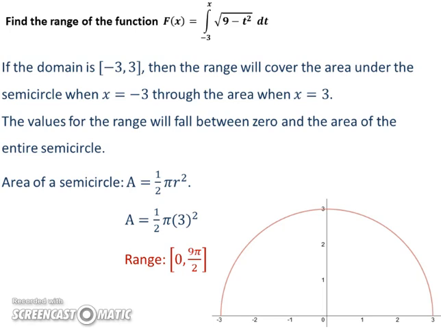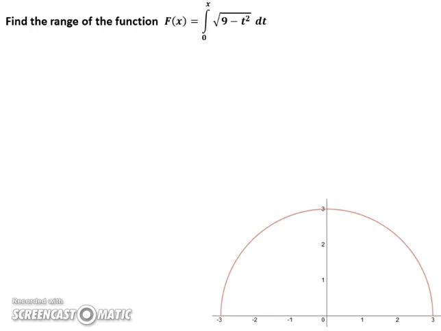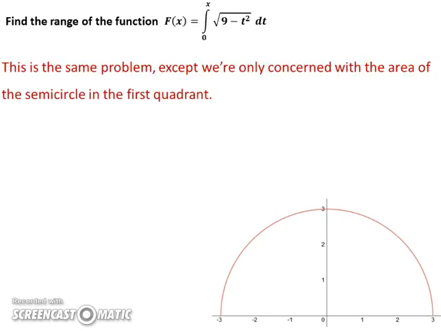Okay, let's do another one, almost identical. But now notice the denominator, the bottom, is 0 instead of -3. So this is the same problem, except we're only concerned with the area from 0 to 3 in this case. Our domain would be 0 to 3, because this is the smallest number that we can use for x. So it's only the area of the quarter circle here. So our domain is 0 to 3.